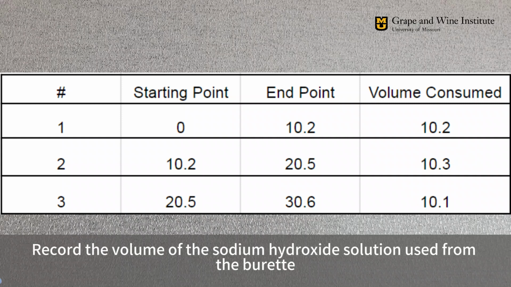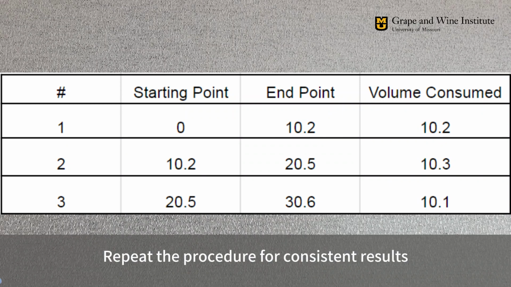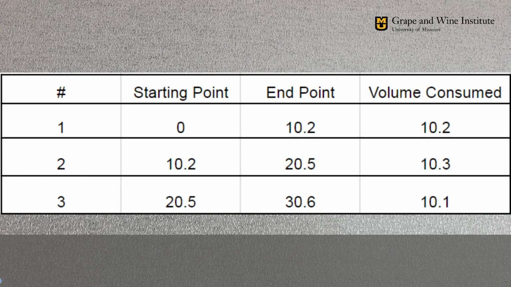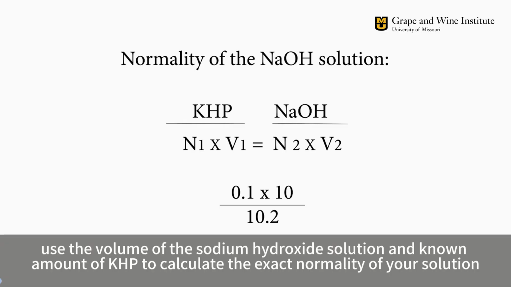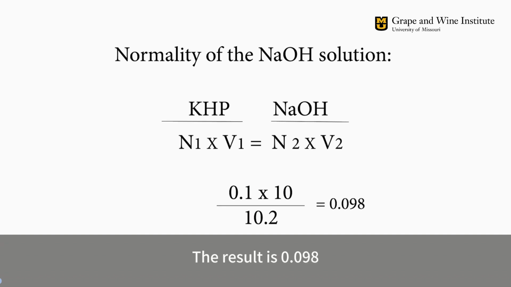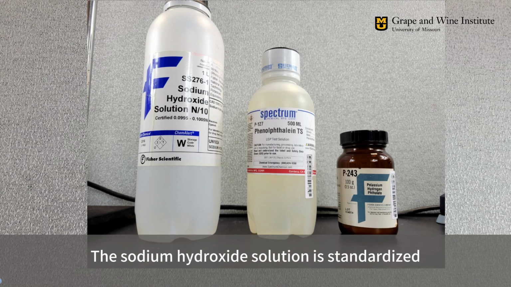Record the volume of the sodium hydroxide solution used from the burette. Repeat the procedure for consistent results. To calculate the concentration, use the volume of the sodium hydroxide solution and known amount of KHP to calculate the exact normality of your solution. The result is 0.098. The sodium hydroxide solution is standardized.